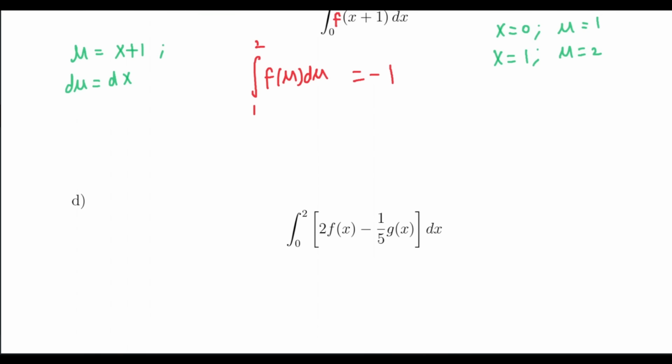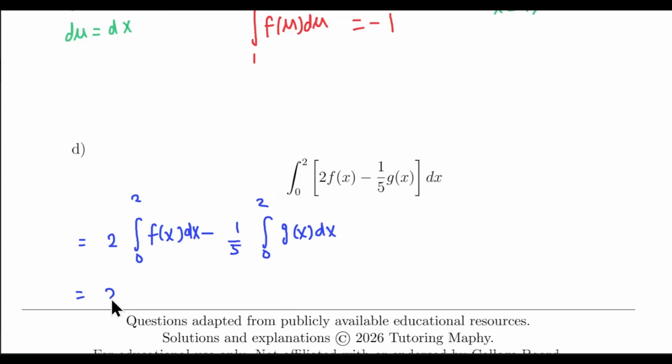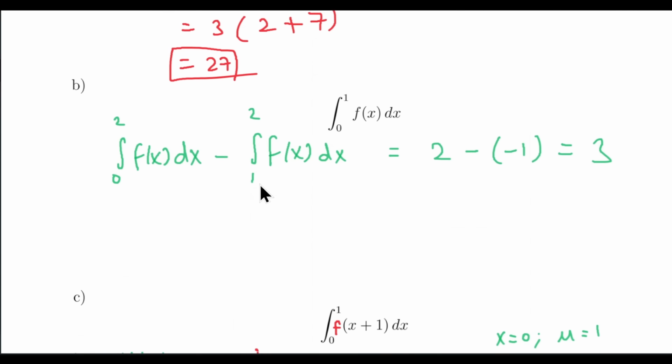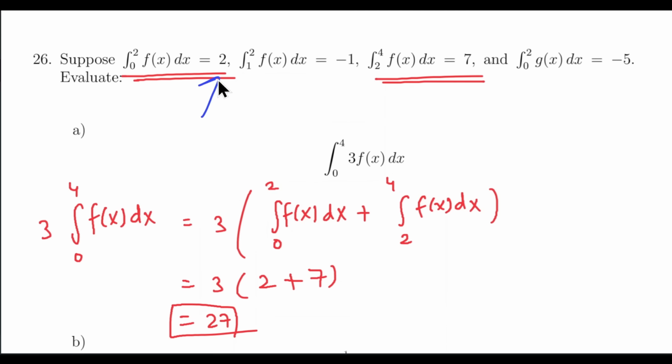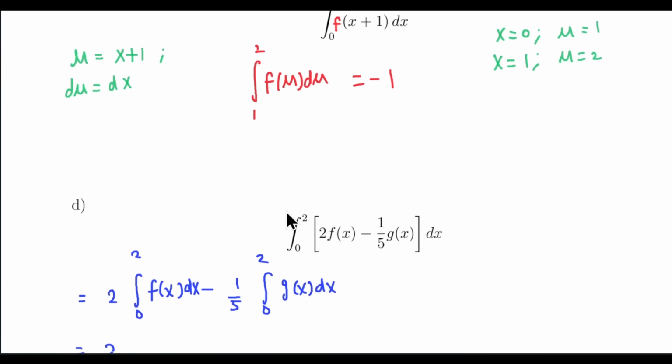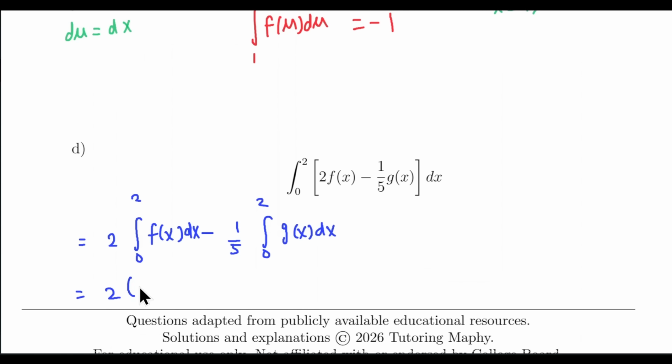And finally, we have this thing. So first I'm going to distribute. So this is going to look like 2 comes out, 0 to 2 integration of f(x) dx, and 1/5 comes out, 0 to 2 integration of g(x) dx. Okay, now what is the integration of f from 0 to 2? I think I have this number, 0 to 2, there you go. 0 to 2 is just 2, so this thing is just 2.